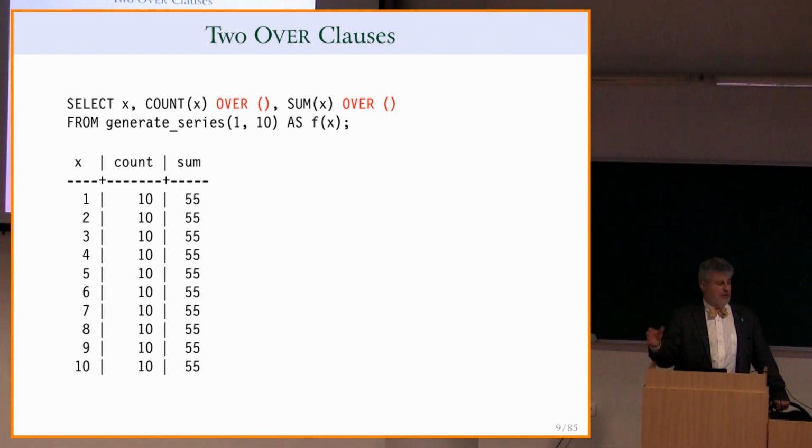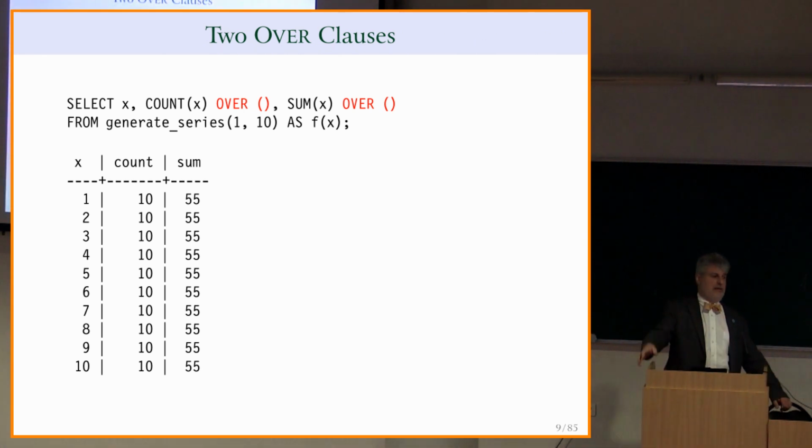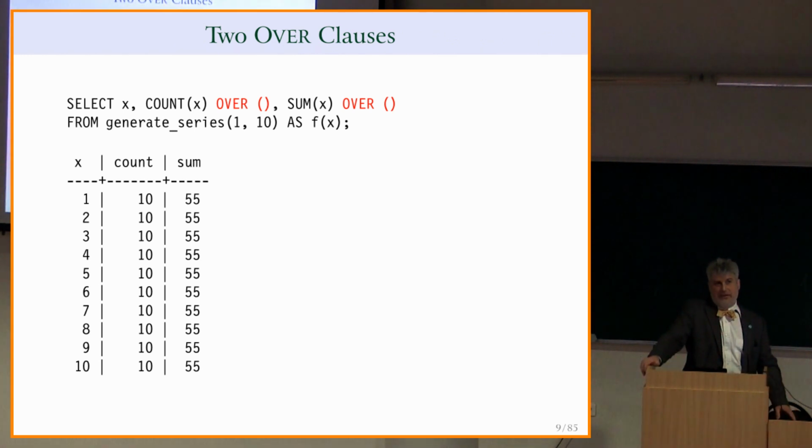You can do two over clauses. Here's an example of a count using an over and a sum using an over. Obviously, the reason that the second column is 10 is because the count is 10. There are 10 rows, okay? And the sum is 55 because it's the sum from 1 to 10.